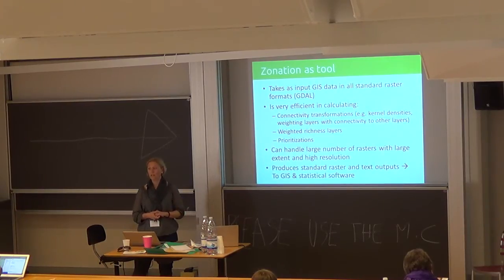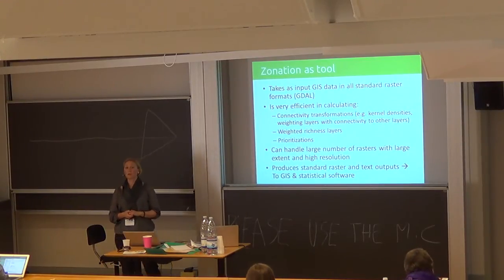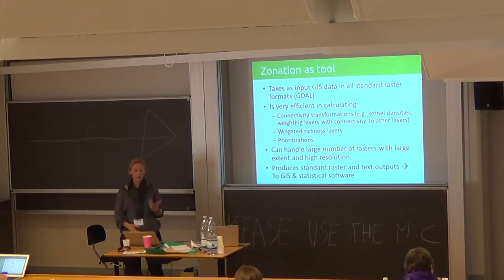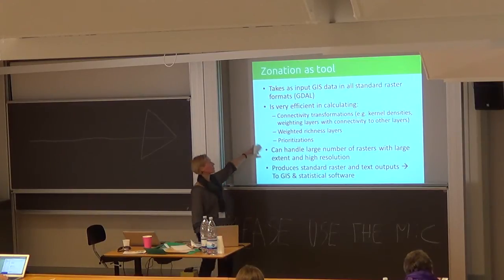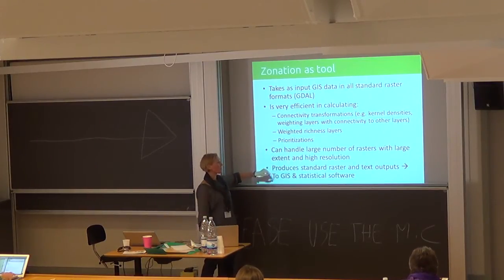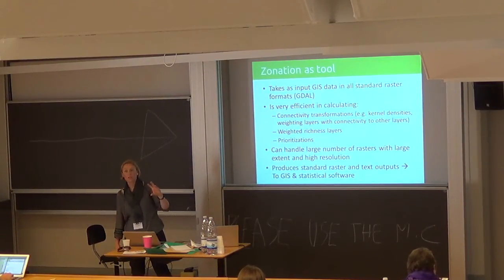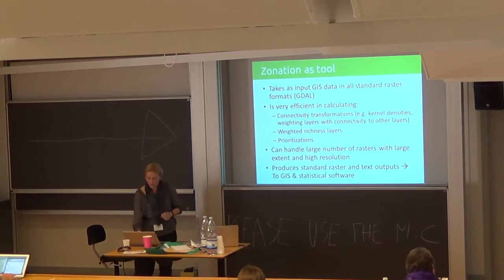We've been doing global analysis with 1.5 kilometer resolution with 25,000 species and 800 ecoregions, and calculating the priority areas globally for biodiversity protection. So it can handle a really large number of features and high resolution data. And when creating, for example, these weighted richness layers or prioritizations, it produces standard raster and text outputs, so that those can be processed again, for example, in GIS software or in statistical software if those are to be used.